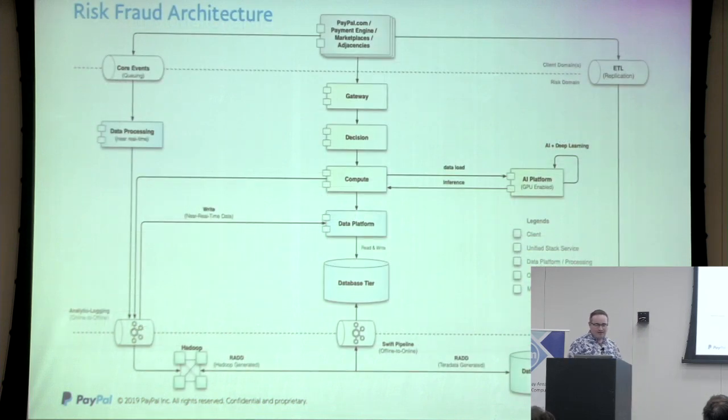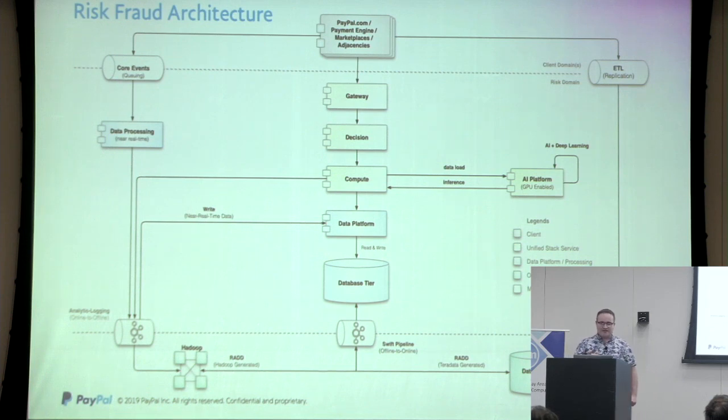All right. So with all that in mind, this is, I would say, a 10,000-foot view of our risk fraud platform. I'll take it down the middle first. The clients of it are obviously PayPal.com, our core payment engine, our marketplaces that we support, and also adjacencies like PayPal and Venmo. They all talk into the risk system to effectively get decisions.